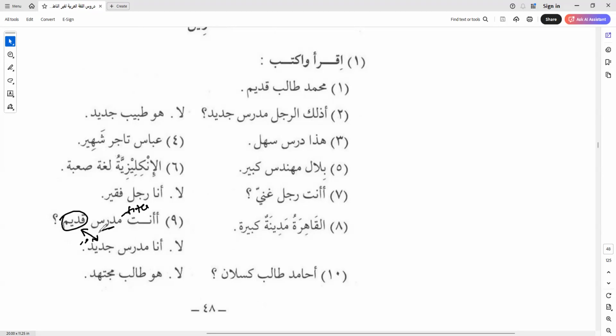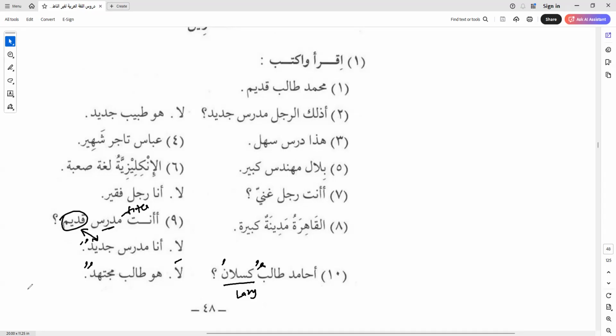So we need to be very careful when we're using the word قديم. لا أنا مدرس جديد. أحامد طالب كسلان. We've already looked at كسلان, lazy. Is Hamid a lazy student? لا, no. هو طالب مجتهد. He is a hardworking student.